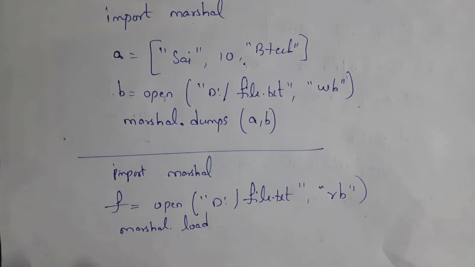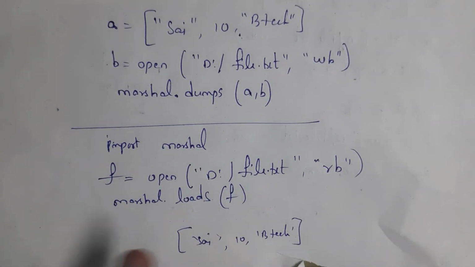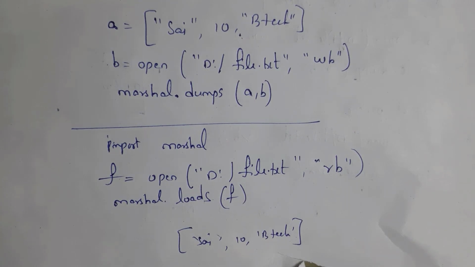Whereas in pickle module we need to write pickle.load, but whereas in marshal module you need to write marshal.loads. Add s here. My file is present in object f, so just write here f. Whenever you run this code, you will get output sai, 10, btech. This is marshal module. Next I will explain shelve module.